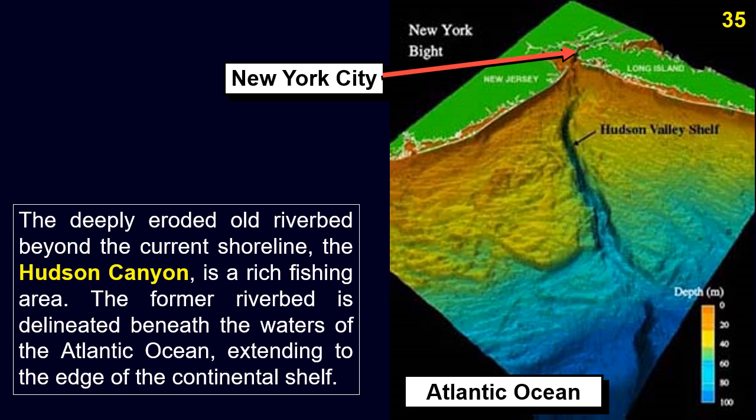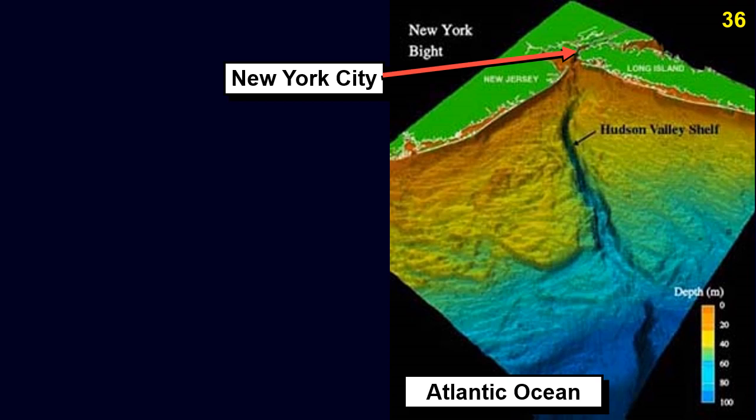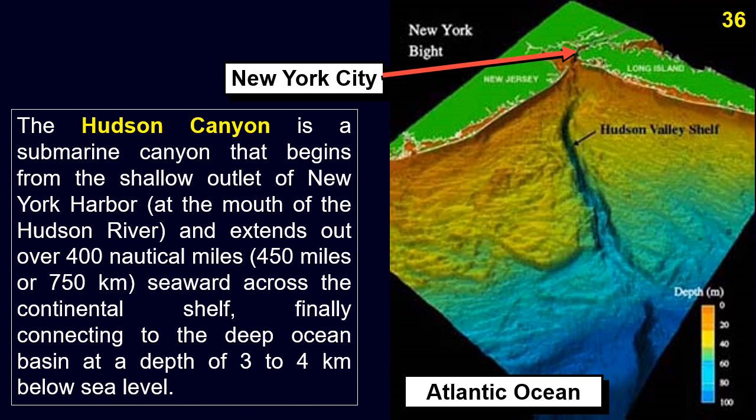The Hudson Canyon is a submarine canyon that begins from the shallow outlet of New York Harbor at the mouth of the Hudson River and extends out over 400 nautical miles, 450 miles, or 750 kilometers seaward across the continental shelf, finally connecting to the deep ocean basin at a depth of 3 to 4 kilometers below sea level.